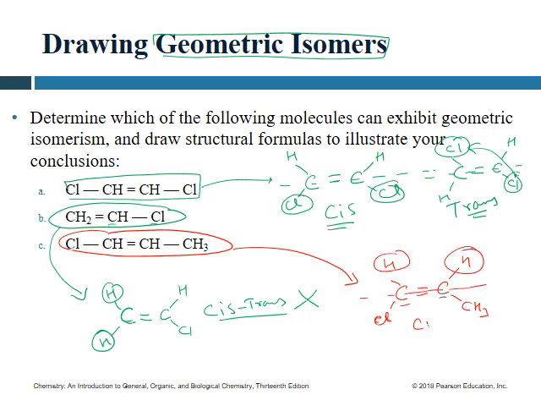This is cis. If I would have drawn the same compound over here, H on the top, Cl on the bottom, in this case CH3 on the top, H on the bottom. Now H and H are on the opposite sides of the plane, so that means this is the trans isomer. So you have to remember that you cannot have the same group attached on the same carbon. If it's there, then you cannot make a cis and trans isomer. That's the only requirement that you need to know.